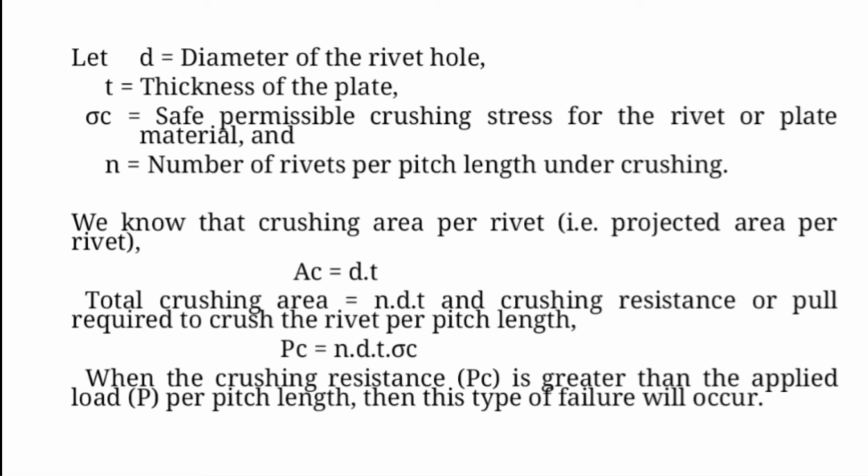We know the crushing area per rivet is equal to small d into t. So the total crushing area is n into t into d. The crushing resistance, or pull required to crush a rivet per pitch length, Pc, is equal to n into small d into t into the permissible crushing stress sigma c. When the crushing resistance Pc is greater than the applied load per pitch length, this type of failure will not occur.